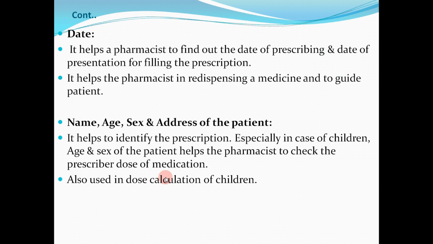Next part is name, age, sex and address of the patient. This information of the patient is useful for the identification of the prescription, especially in case of children. The age and sex of the patient help the pharmacist check the prescribed dose of the medication, and also the dose calculation for children. This information also helps to identify the prescriptions.